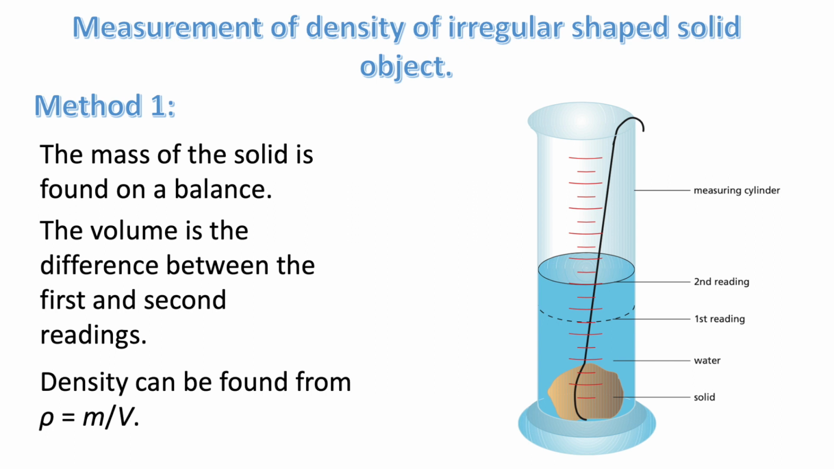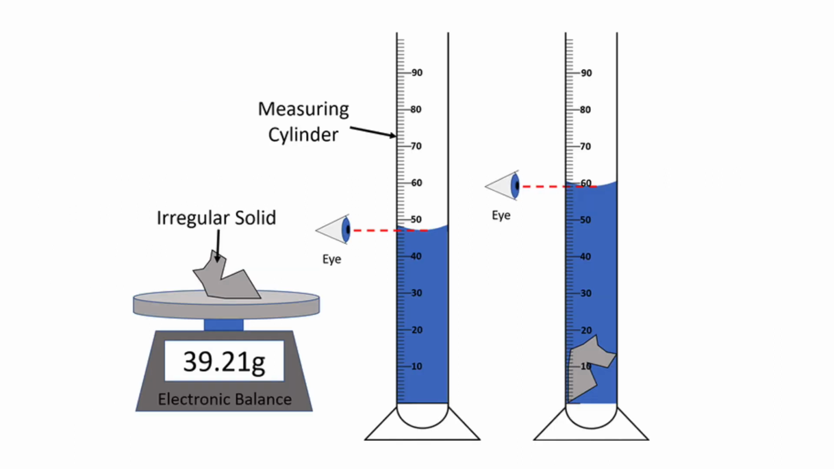So we know the mass and volume. The volume is the difference between the first and second readings, and the density can be found from rho equals mass divided by volume. Here you can see one experimental setup to measure the density of an irregular shaped solid object.